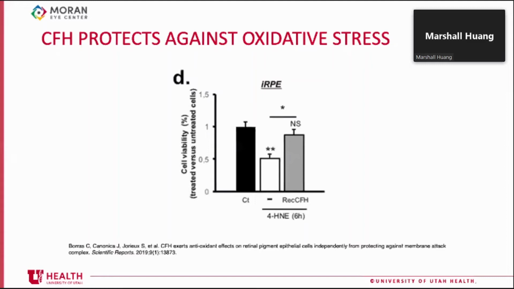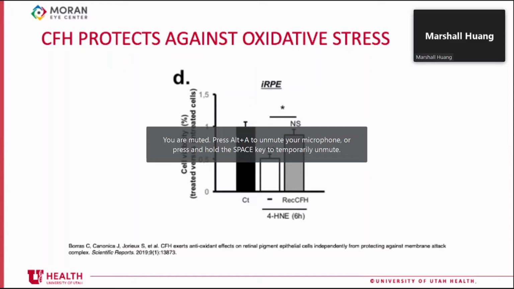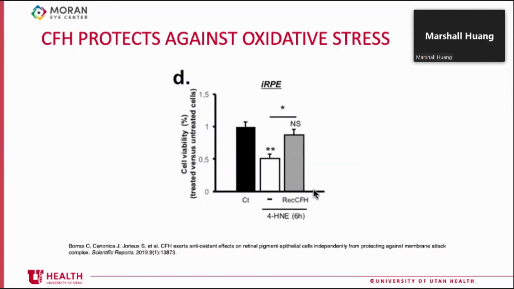Although the exact function of these genes in the RPE is unknown, studies suggest that they help protect the RPE from oxidative stress. In this study, looking at CFH, they show the percentage of viable human iPS cells differentiated into RPE cells after the addition of 4-HNE, which induces reactive oxygen species formation. They then show that cells are rescued by the recombinant full-length CFH. Overall, this suggests that CFH protects against oxidative stress in RPE cells.